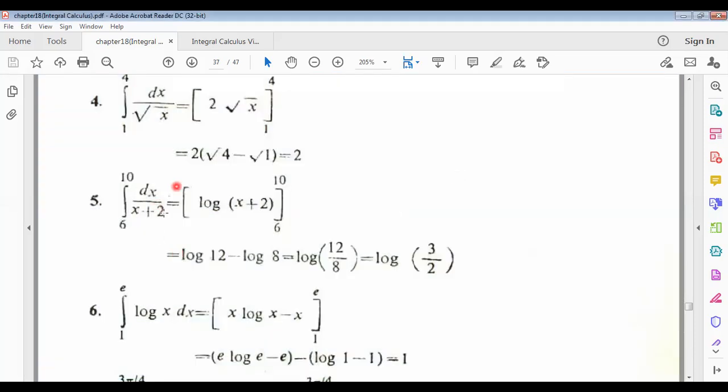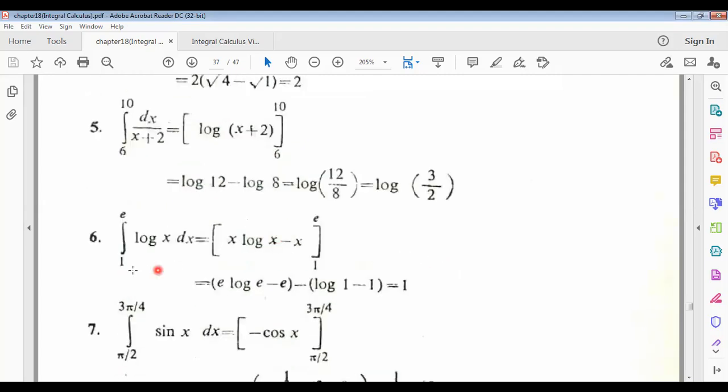Similarly, the next one can be written as 1 by x plus 2. 1 by x formula is what? Log x. Here x means x plus 2. Just using the formula for 1 by x, log x, from the table of formulas. So the integral is log of x plus 2. Putting the upper limit in place of x, what will be log 10. Putting minus, putting the lower limit, log 8. Log m minus log n, formula what? Log m by n, that means log 3 by 2. Very easy result.